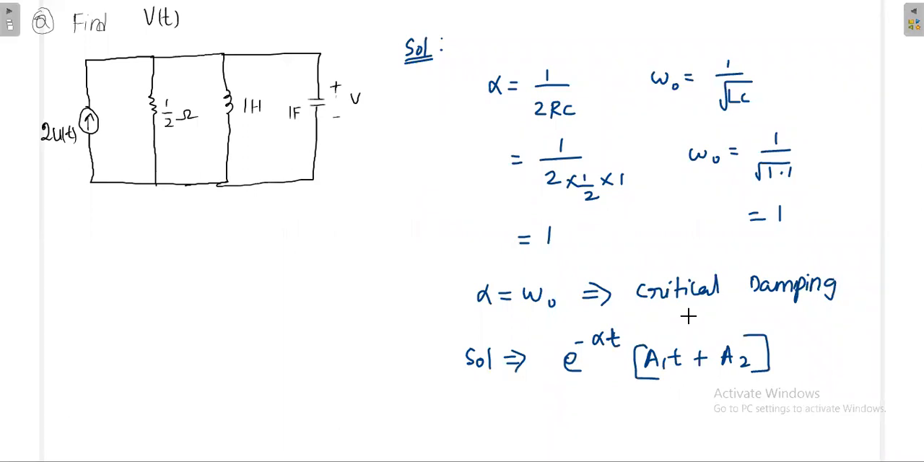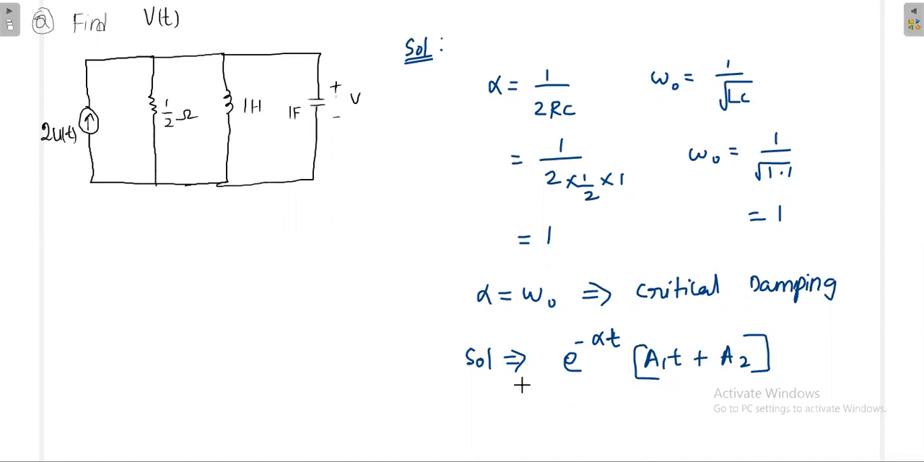Whenever you have critical damping, this a1 and a2 may be non-zero, or any one of the quantities may be zero. So finally the response will be in this structure. What I'm telling is, a1 may be zero. Once a1 is zero, you'll get a2 into e power minus alpha t. If a2 is zero, then you'll get t into e power minus alpha t.